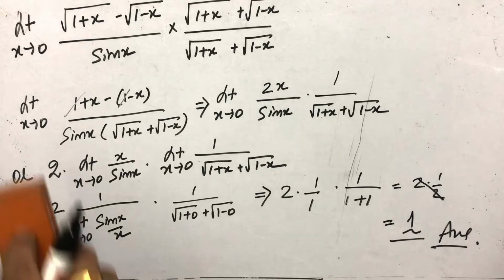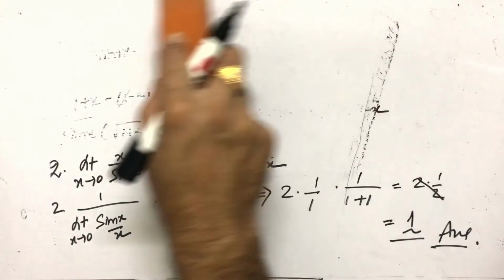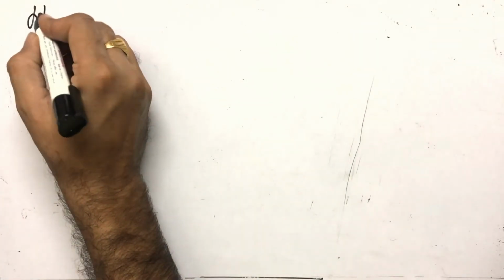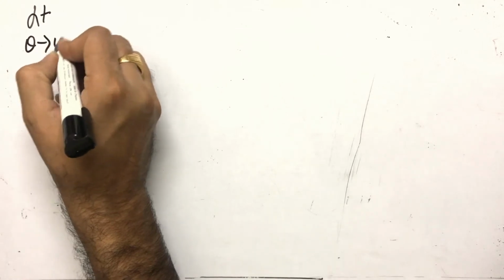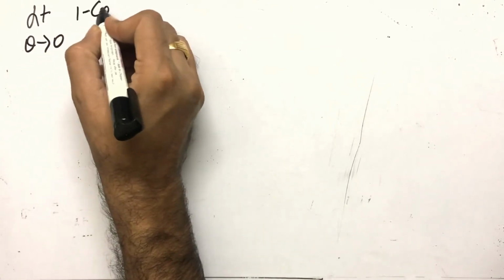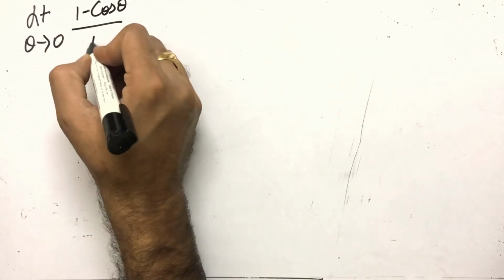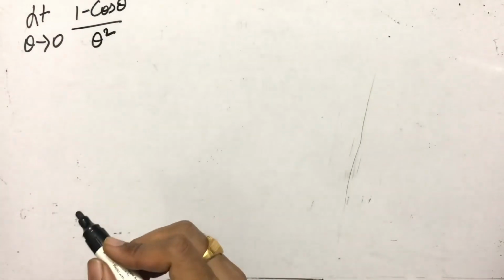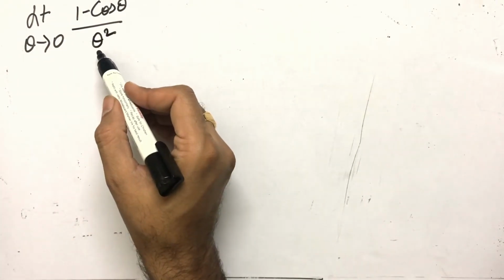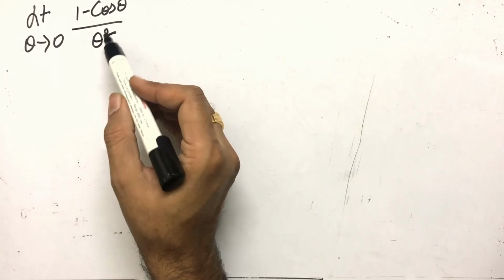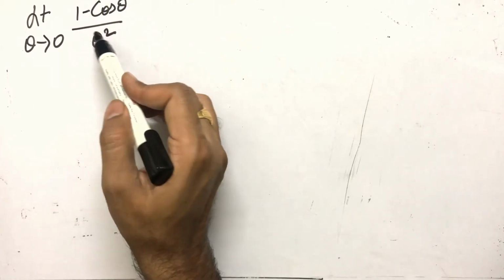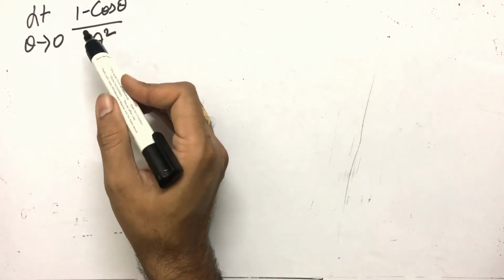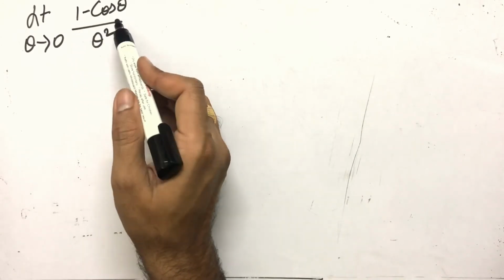Okay, let us move further and solve another numerical. That is limit theta tends to 0, 1 minus cos theta upon theta square. So we are getting theta square in the denominator. Can we have any formula so that we have square term here? Yes, very easily we can convert this into square.